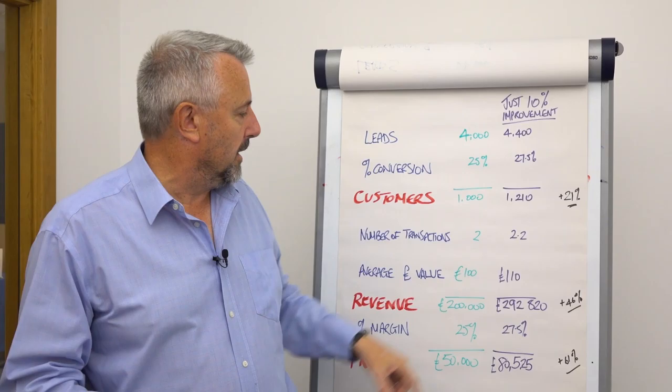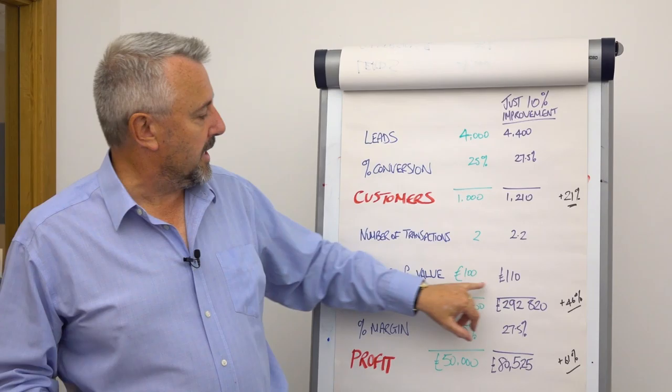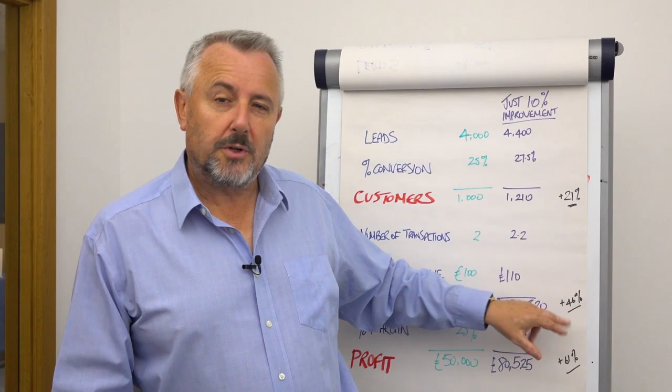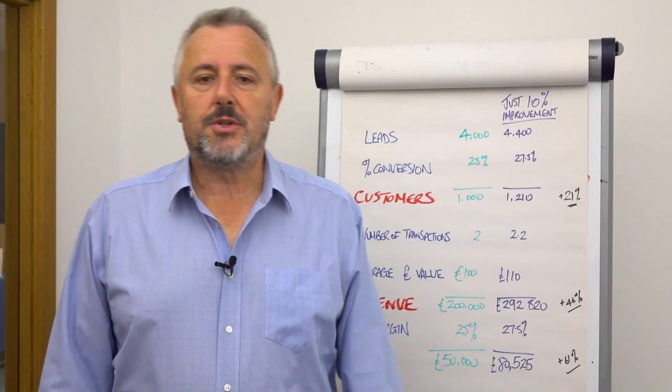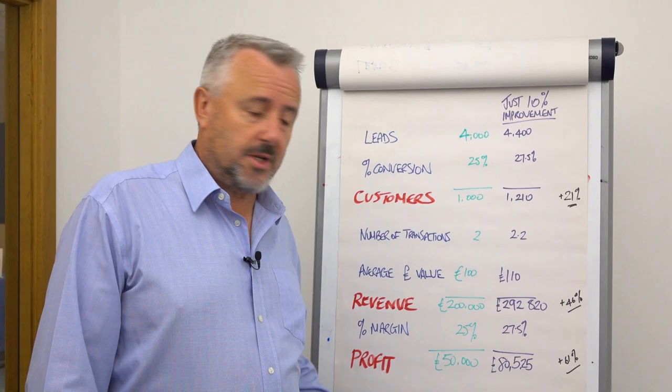Following it through, the number of transactions grows, the average value sale grows to 110, which generates an improvement, again, not of 10%, 46% improvement in sales revenue. Compound that with your percentage margin improvement, and we generated a massive 61%. You can plug in your own numbers into this formula, apply 10%, percentage improvements will come out the same.